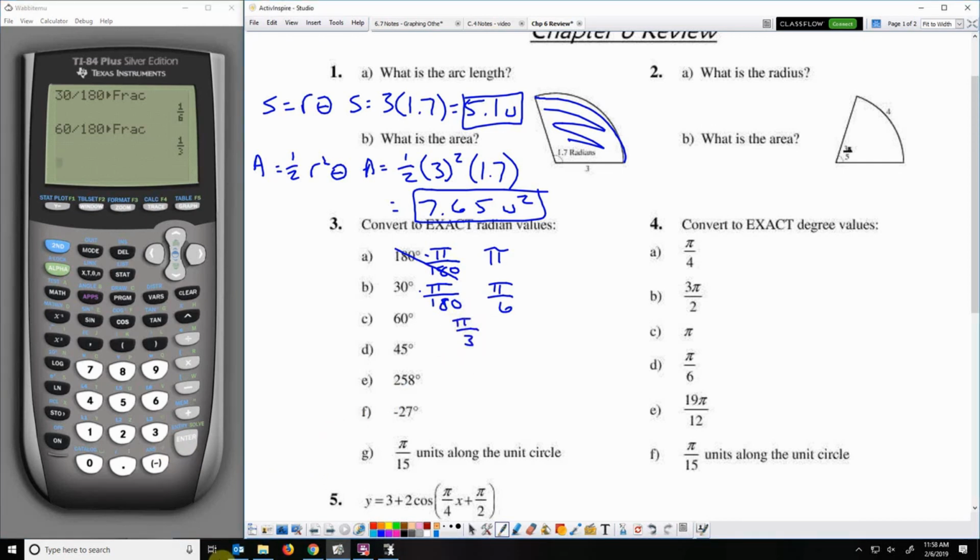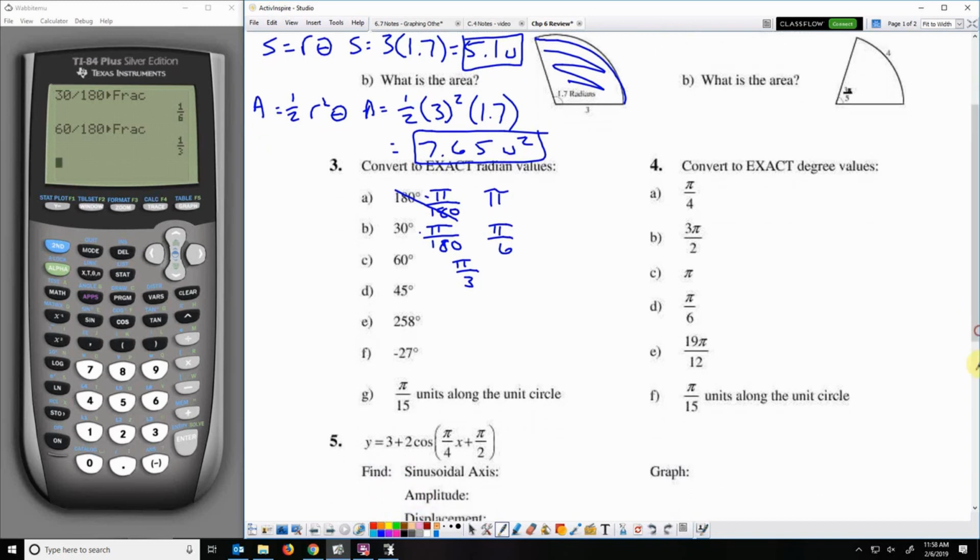Okay, I'm not going to continue for each one of those, but we'll go down to G. Pi over 15 units along the unit circle. Okay, so that's pi over 15. And in a unit circle, that means the radius is 1. And the number of units along the unit circle, the arc length, if you're on a unit circle, that arc length is the radian value. So it's pi over 15.